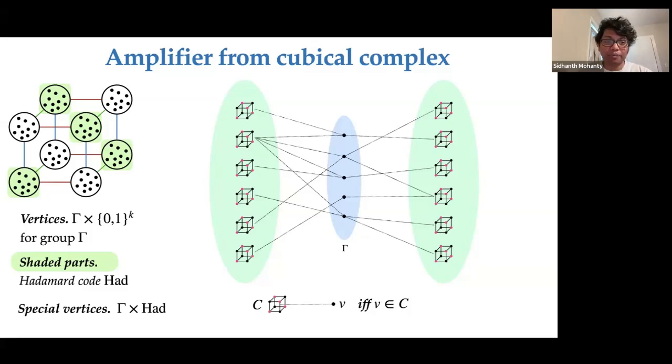And what I'm going to do is take this tripartite graph that I drew for you here, but I'm only going to keep the special vertices, namely the vertices which are in the parts corresponding to this Hadamard code. Okay, now this is a complete and honest description of the amplifier that we use and how we construct it from the cubical complex.